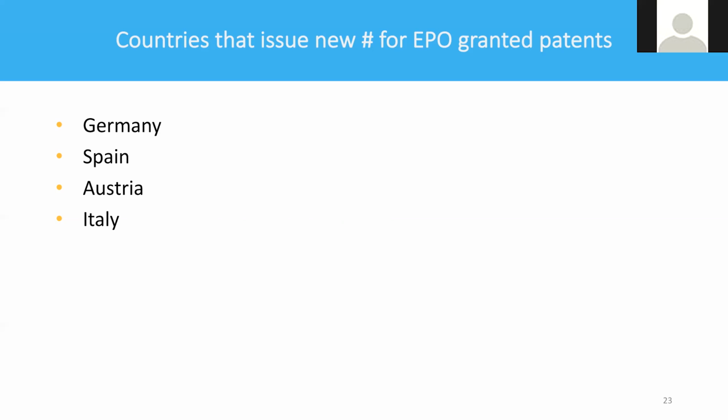Again, your publication number in Europe also becomes your patent number when it grants. So you can have that publication number carry over into your validation countries, and then in Germany, Spain, Austria, and Italy, identify those specific countries. And again, I believe all these countries will also be able to pay annuities with the EP patent number as well.